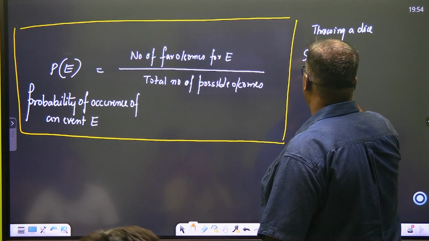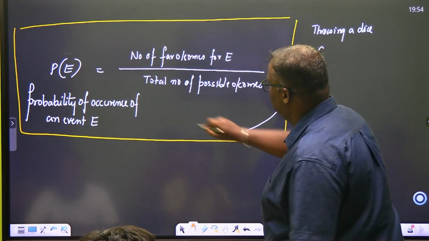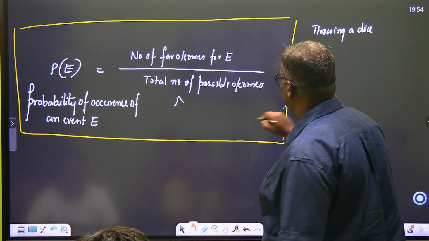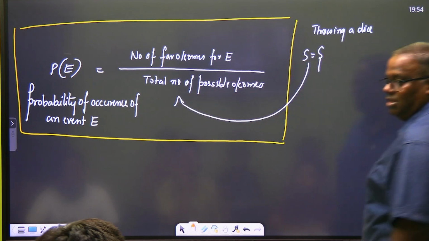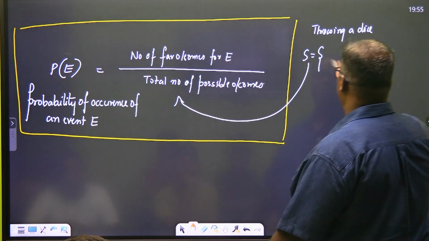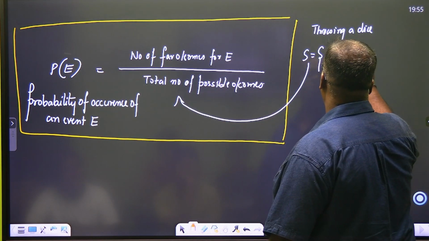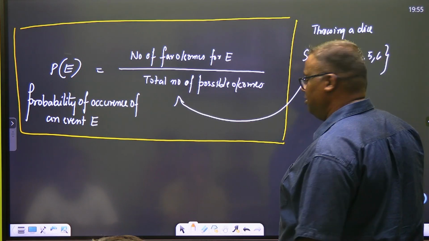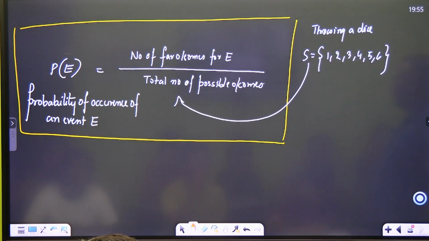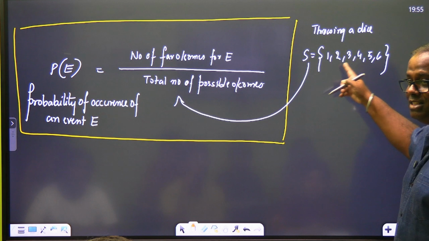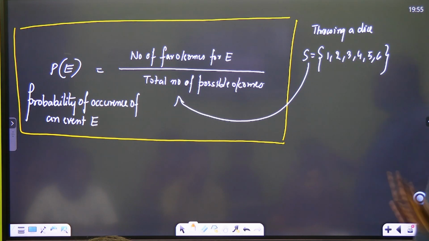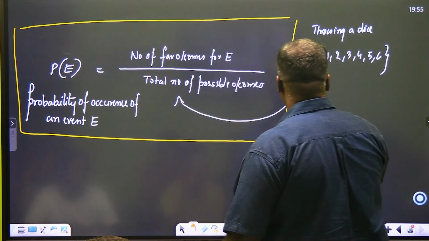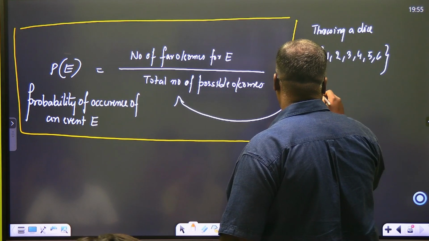What is your sample space, beta? Your sample space is nothing but a denominator. Your sample space is just this: total number of possible outcomes. One, two, three, four, five, six. Am I correct? Perfect. Okay. The total number of outcomes are how much? 6. Probability of getting the number 4.